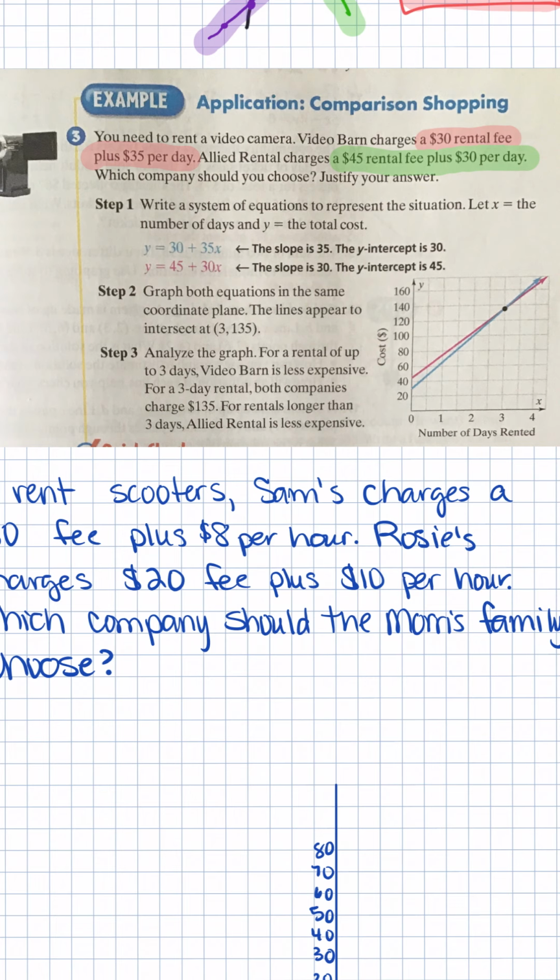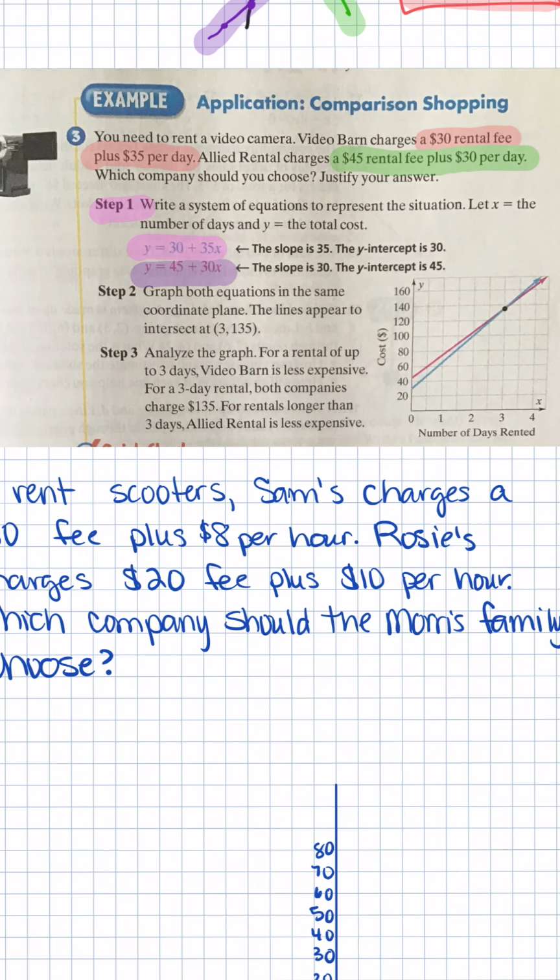So the first step that we want to look at is we want to write two equations. So the constant for the first one is 30 plus 35 times however many days. So therefore the slope is 35, the y-intercept is 30. And the second one, y equals 45 plus 30x. The slope is 30, the y-intercept is 45.